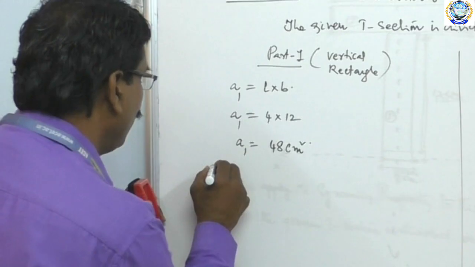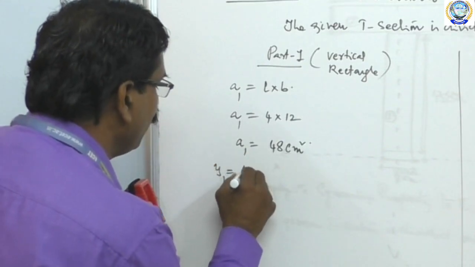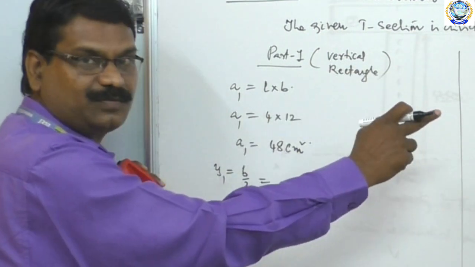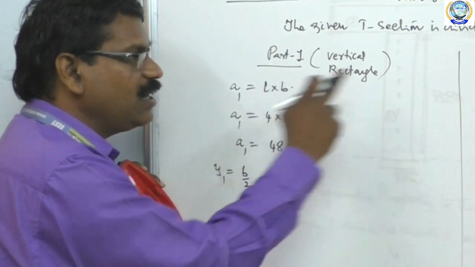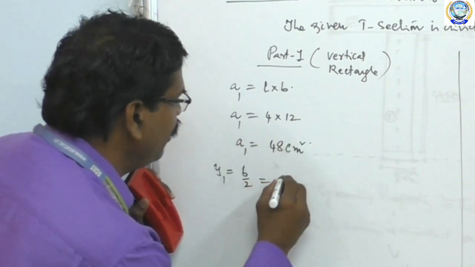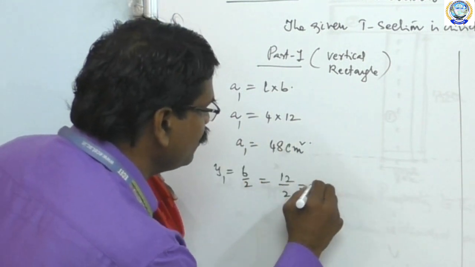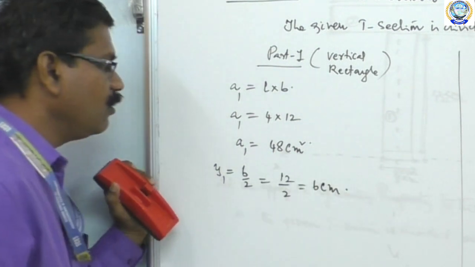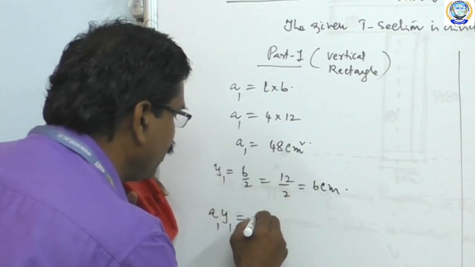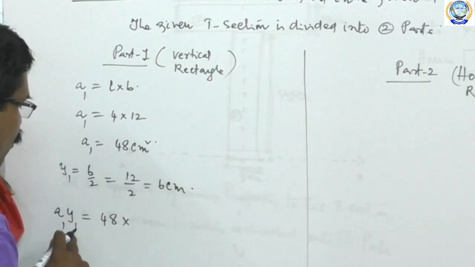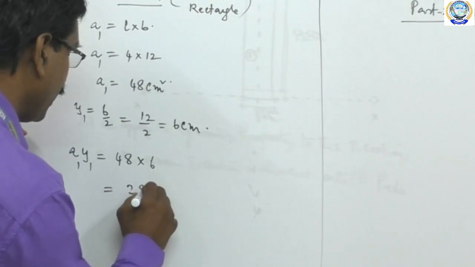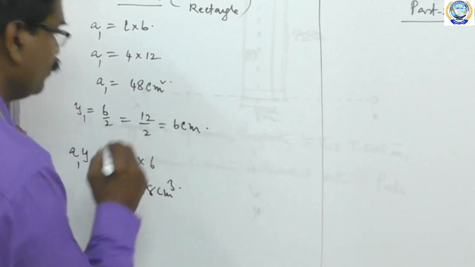That is like this. Y1 is equal to, we have a stipulated formula, b by 2. This b is called breadth of the first part. So, when you are going to find out area regarding the first part, there I substitute b is nothing but how much? 12. So, I bring that value. So, 12 by 2, that is equal to 6 centimeters. Now, we need to find A1 Y1, that is, A1 is equal to 48 into Y1 is equal to 6 centimeters. That implies 48 into 6, 288 centimeter cube.